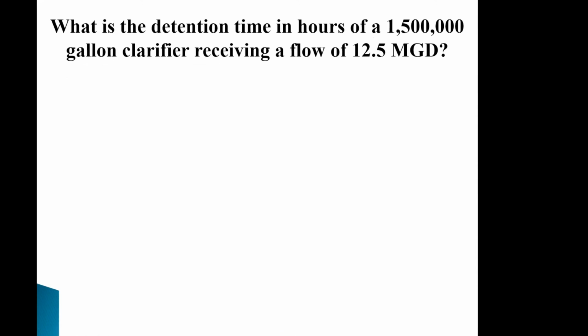So here's a simple example. I'm going to click through this really quick. You'll hopefully be able to download a copy of these slides, and you can work through this a little slower on your own later. But if we've got a tank that is 1,500,000 gallons, and you're receiving a flow of 12.5 million gallons per day, find the detention time in hours.